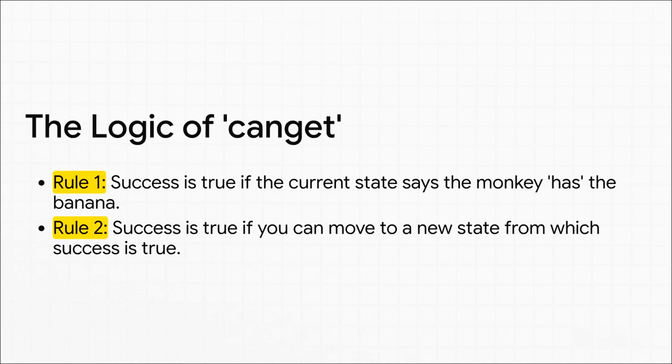Rule one is the easy one. You can get the banana if the state you're in already says you have it. Duh. Goal met. But rule two, that's where the magic is. It says you can get the banana from where you are now if you can make a legal move to a new state, and from that new state you can get the banana. So the computer just keeps asking itself that same question over and over, creating a chain of logic until it finds a path that works.